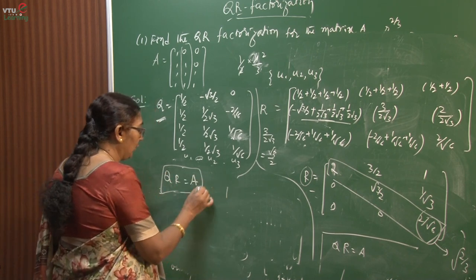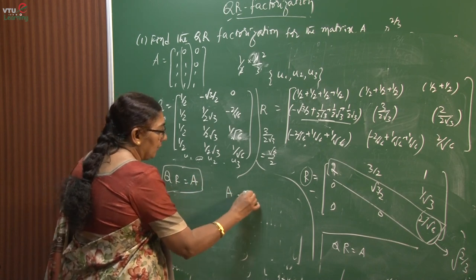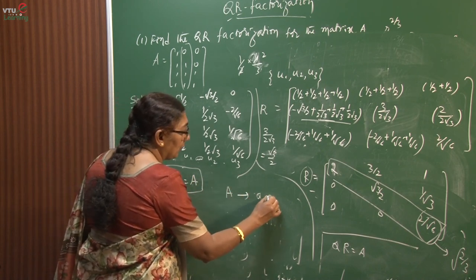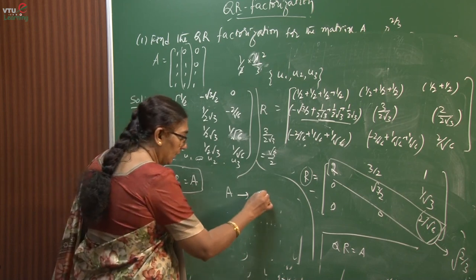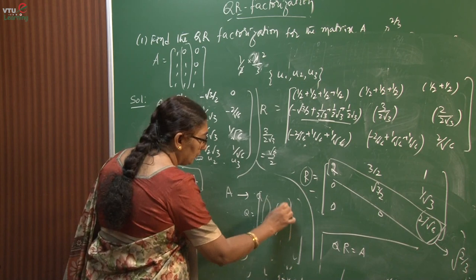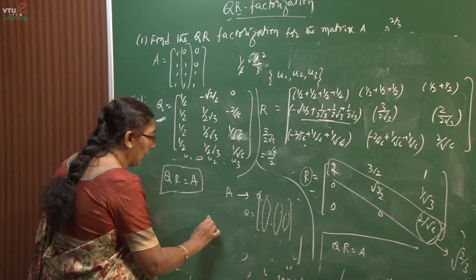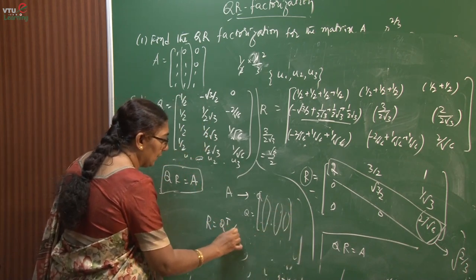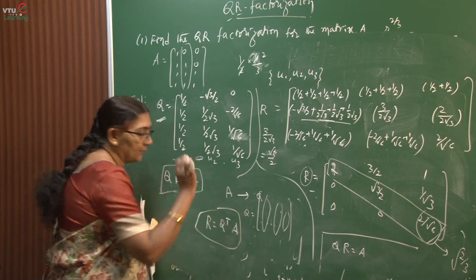First, you have to find the orthonormal basis vectors from A. What are the orthonormal basis vectors we get? You write them in each column of Q. And then you find R, which is nothing but Q transpose into A. Using this formula, you find it out.